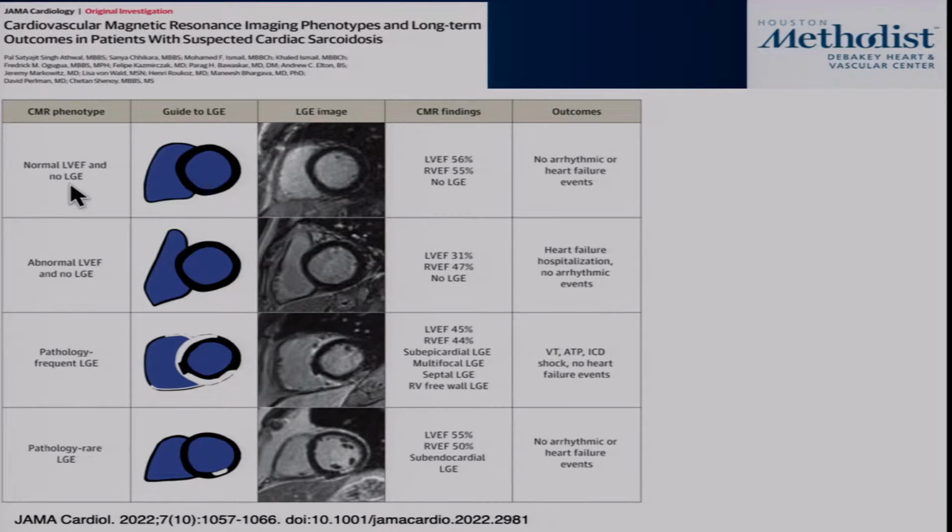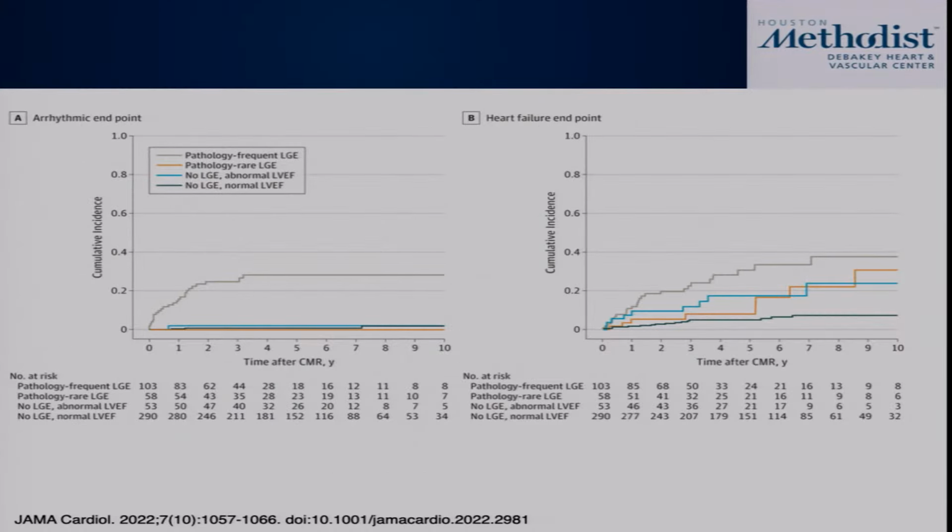Those with normal LV function and no LGE, those with impaired LV function but with no evidence of late gadolinium enhancement, and those with a non-specific pattern of LGE in the myocardium. So in other words, not the findings that you typically see on pathology, where again it's septal, multifocal, involving both the LV or the RV, but rather just a non-specific area of LGE. And then those patients who had the classic findings that they saw in pathology that we talked about: subepicardial, multifocal, septal, RV free wall. And then they followed these patients out over time.